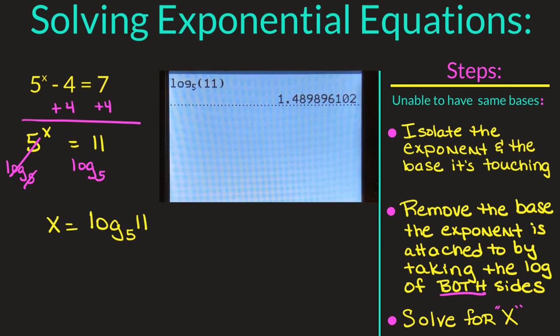So let's be consistent with rounding. We're going to round to the nearest thousandth. Make sure when you're looking at your answer, it's a 9, so we're going to look to the right. It looks like it's an 8, so make sure you round up properly, giving us our final answer: x equals 1.490.